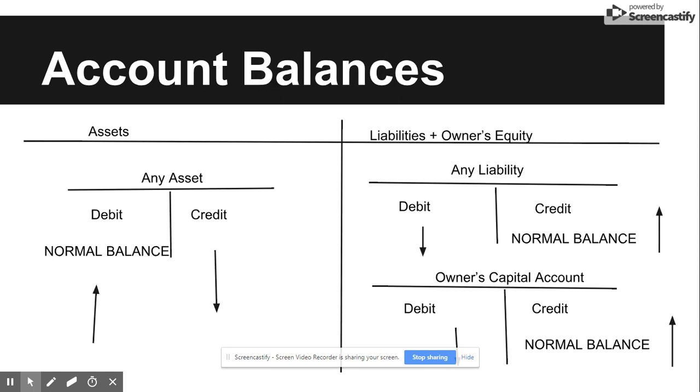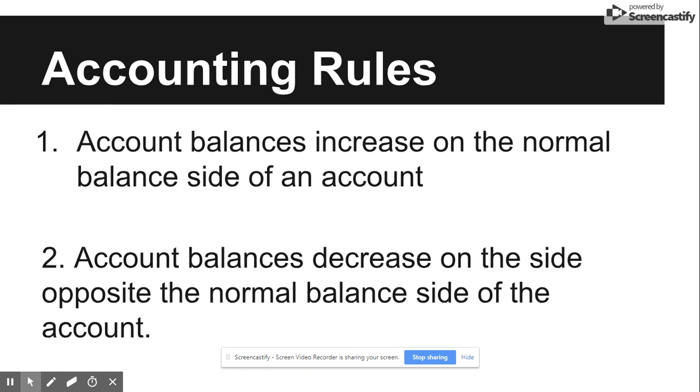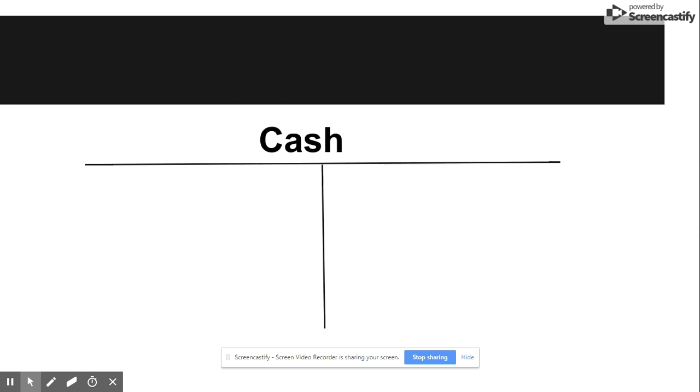As we go through this, any asset is going to have a normal balance on the debit side. Any liability is going to have a normal balance on the credit side. And any owner's equity capital account is going to have a normal balance on the credit side. But we're going to break them down separately so you can see. A few accounting rules: account balances increase on the normal balance side of an account, and account balances decrease on the side opposite to the normal balance side of an account.